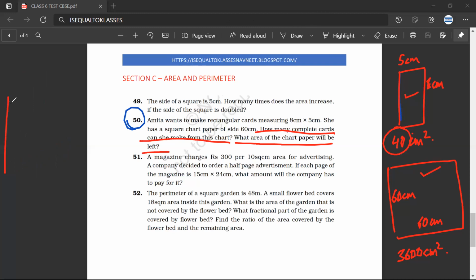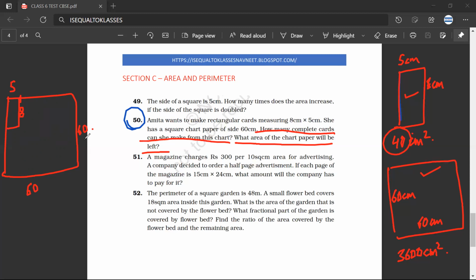See, this is your chart paper. So my chart paper is like 60 and 60 here. Now these are my cards. 5 centimeter into 8 centimeter are my cards. Let me place my cards like this. This is 5 and this is 8. Sarthak, have you understood?